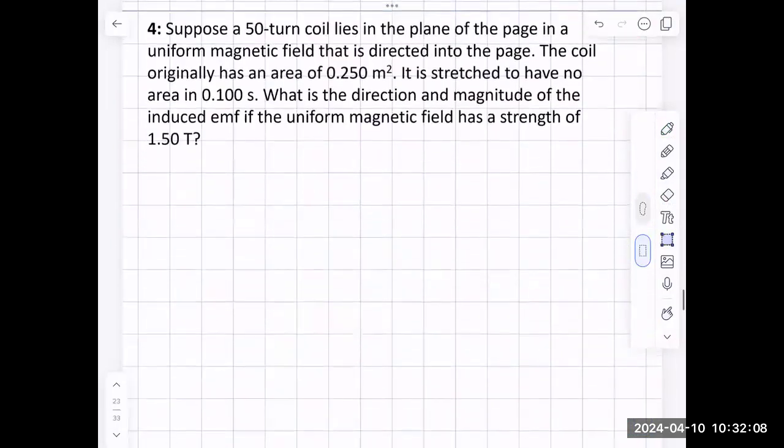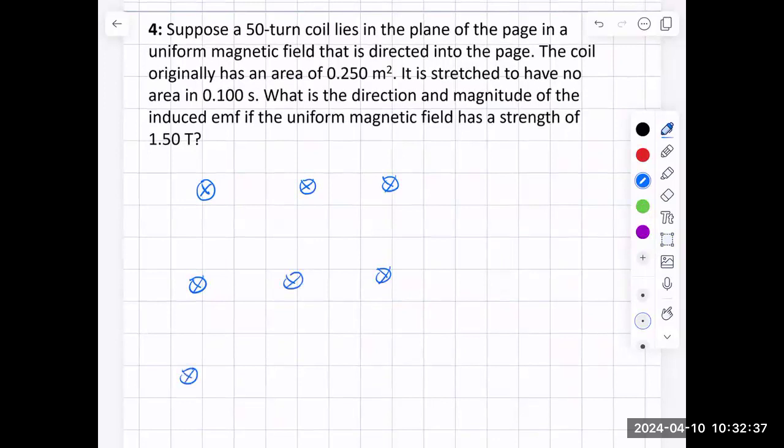Okay, all right. So this question says, suppose we have a coil with 50 turns and it lies in the plane of the page. There's a uniform magnetic field that is directed into the page. Okay, so let's draw some of that. We'll draw the magnetic field that's going into the page. So those are the feathers of the arrows that are flying away from us. So here's our magnetic field. And it's uniform, constant, not changing.